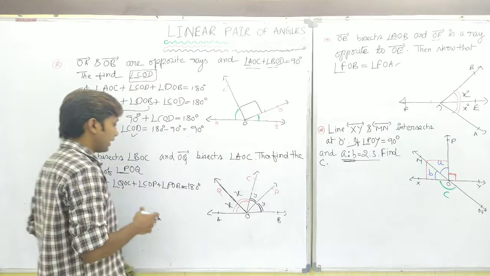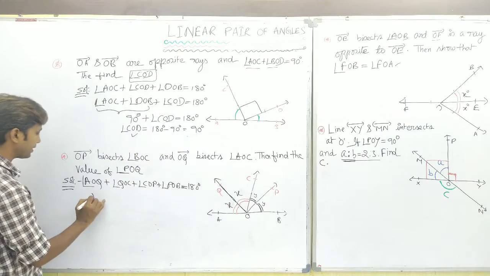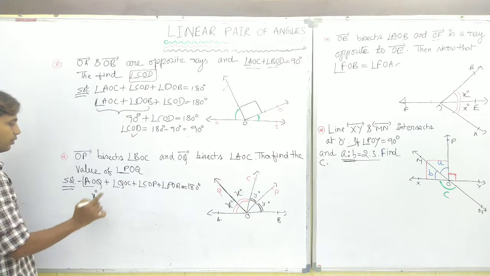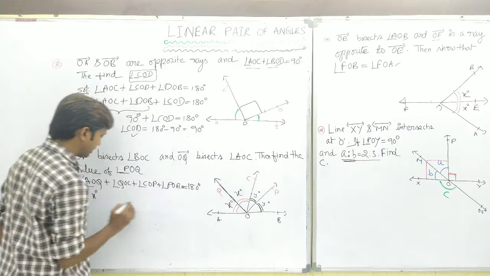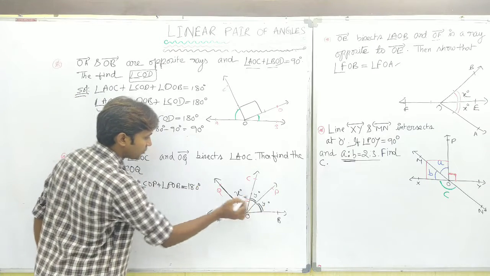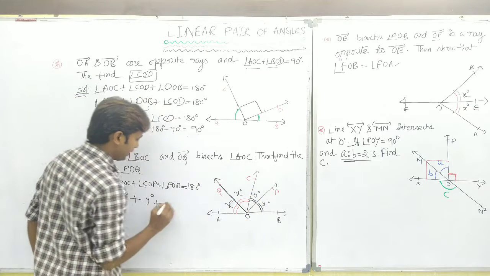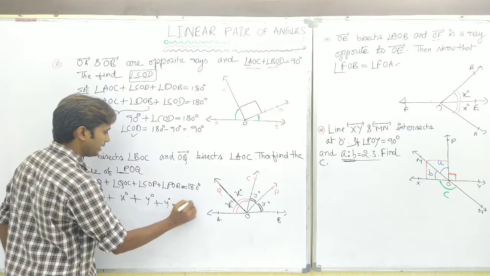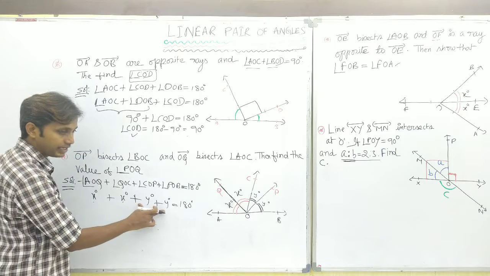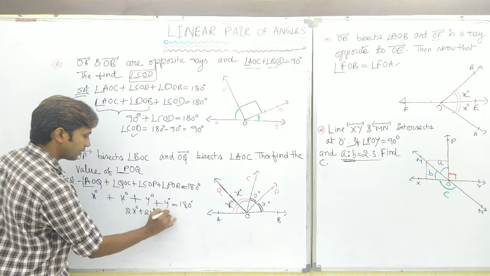Now tell me here, what is AOQ? Is it x or not? Put it here, x degrees. Now QOC again, how much? x degrees. And COP means this is y degrees. And POB, that is again y degrees, which is equal to 180 in total. Now tell me, x will be added twice and y is added twice. So we can write it as 2x plus 2y degrees, which is equal to 180.